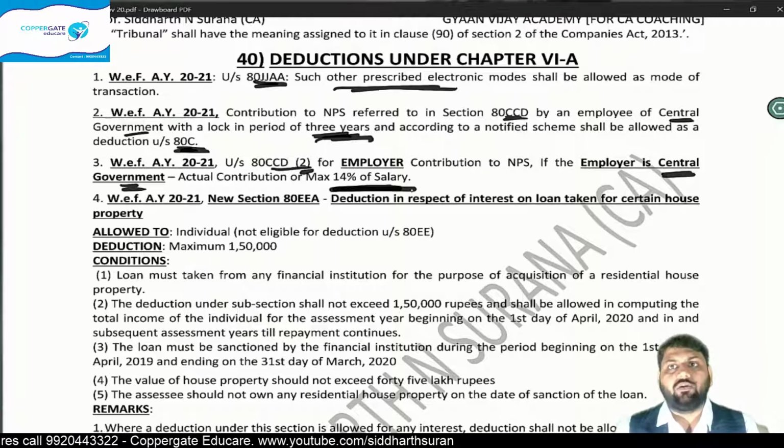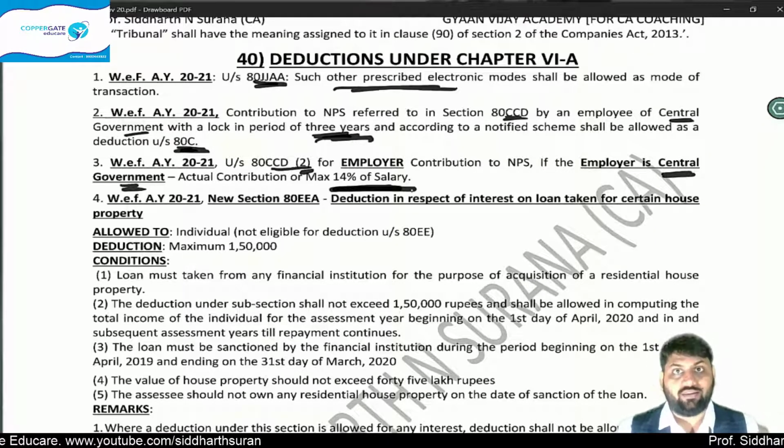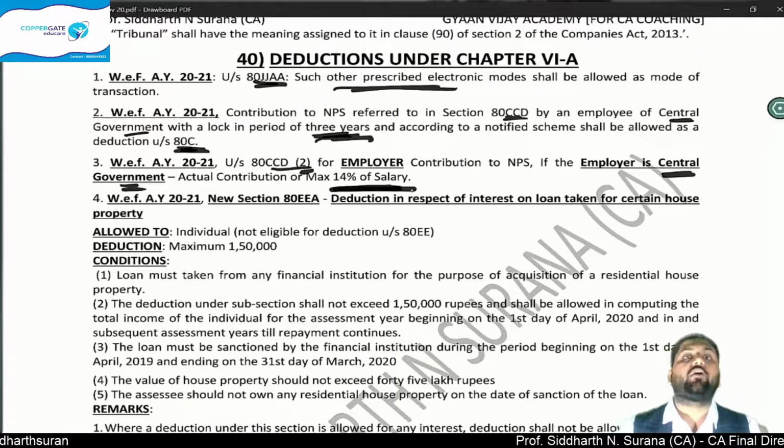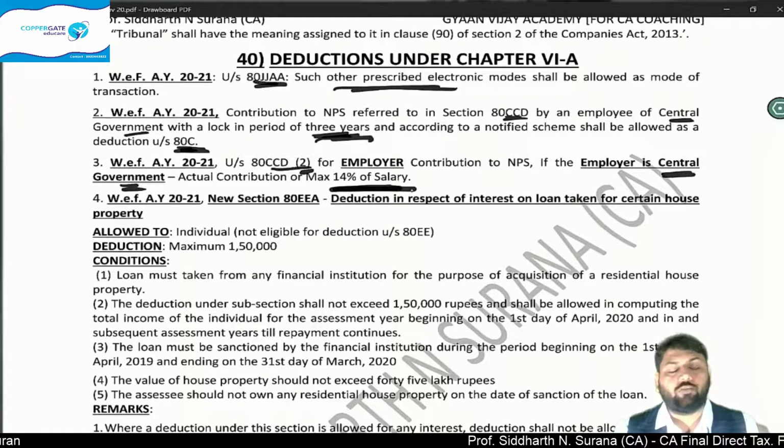Same logic. We want to stop a payment of pension. So when you are working, you make us contribute any amount, we will give you. But once you retire, we don't want to give you anything. Once you retire, we want to stop the system of pension. For this reason, during your work life, we will give you extra. So instead of 10%, employer contribution exemption will go up to 14% of salary.